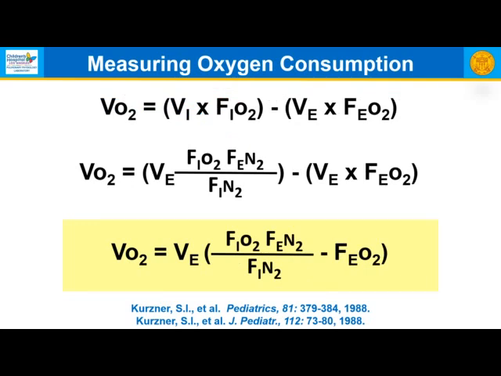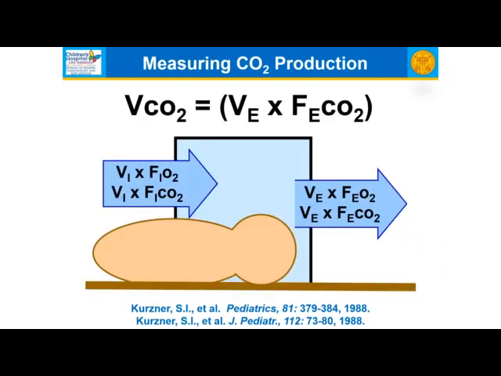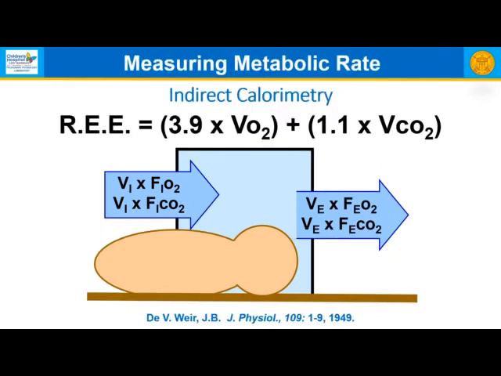Then we can go back to our equation and get an equation for oxygen consumption where we can measure all of these parts by indirect calorimetry. In the computer era, this is often done for you. The good news is that, global warming and greenhouse gases aside, the fraction of inspired CO2 is essentially 0. So we don't really need to worry about VI for CO2. VCO2 equals exhaled minute ventilation times mixed expired fraction of CO2. So that's the formula there, and we can measure these things.